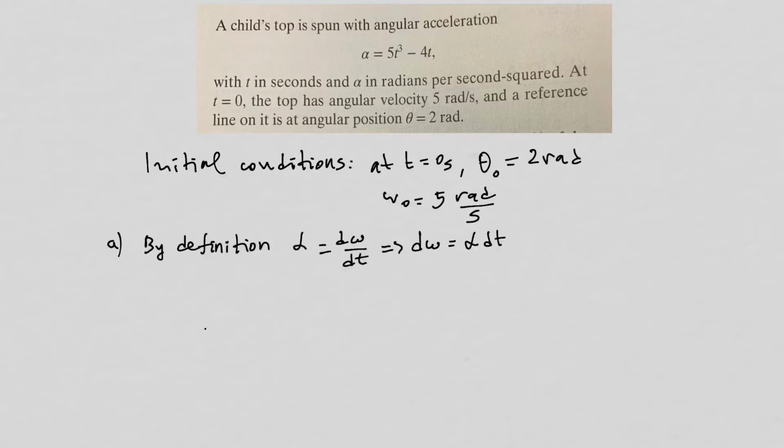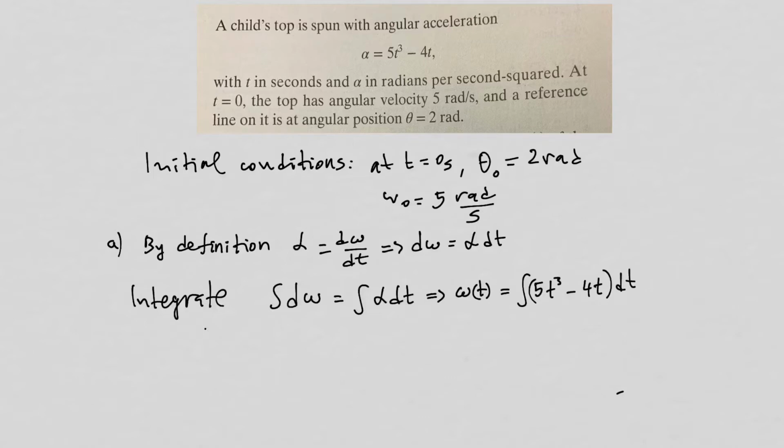By definition, the angular acceleration is calculated as the time derivative of the angular velocity, so if I rearrange the terms in this expression, I can express the change in angular velocity, d omega, as the product of the angular acceleration alpha and the time dt. To find the angular velocity omega, I need to just integrate both sides of this expression. And so the integral of d omega is equal to the integral of alpha dt.